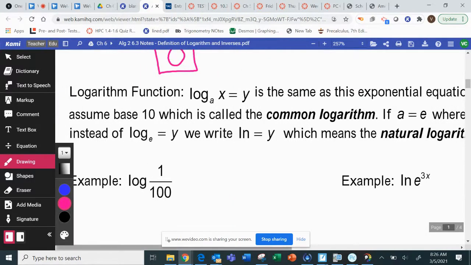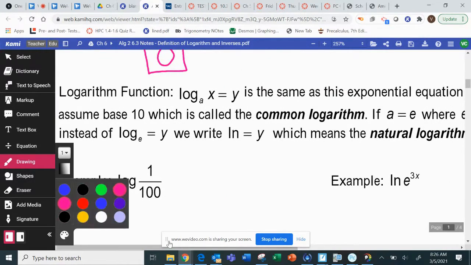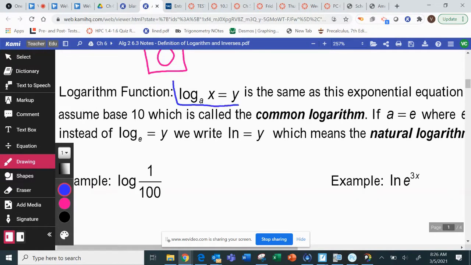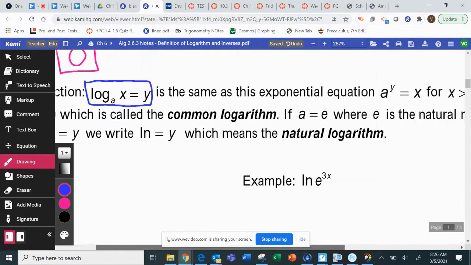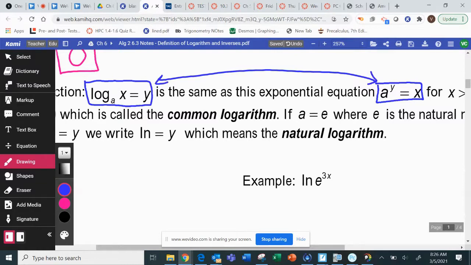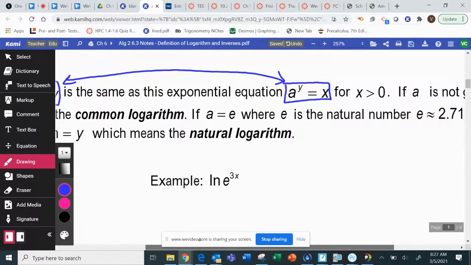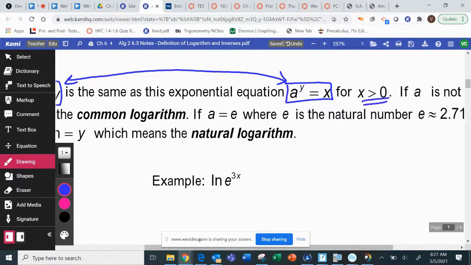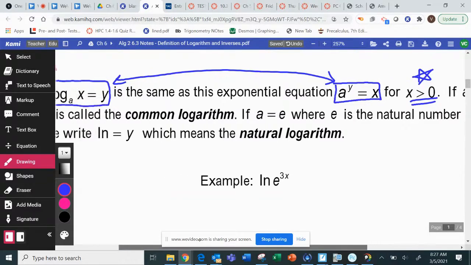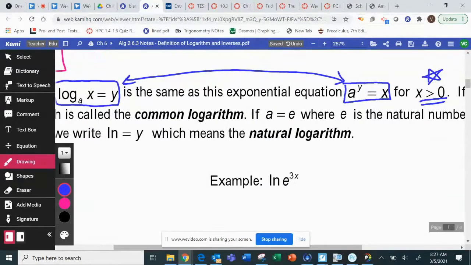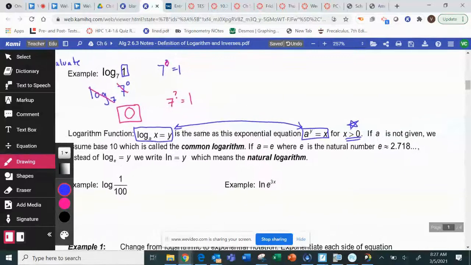Now, there are 2 special logarithms that you will see. Actually, before I say that, here is a form of how you will see the logarithm written. And this would be the exponential equation that's equivalent to this equation. These are the same. But x has to be greater than 0. This is a major thing. Okay, x has to be greater than 0. I want to show you that. I'm just going to show you that off to the side right here.